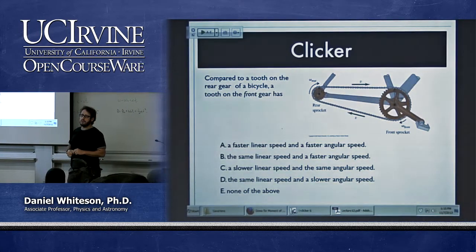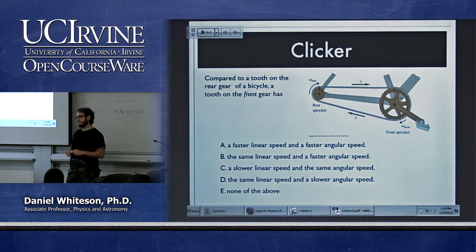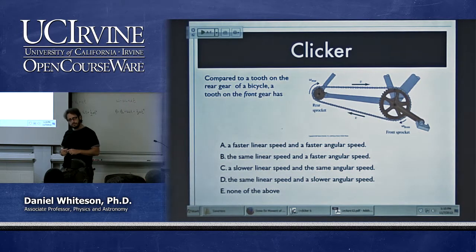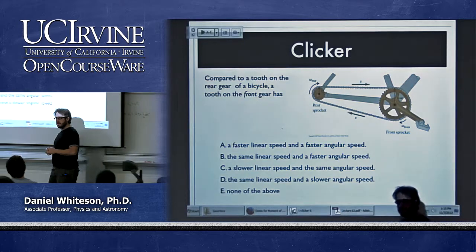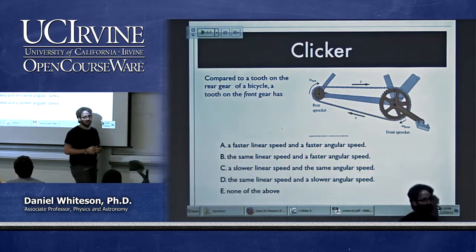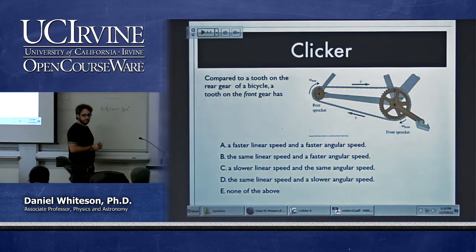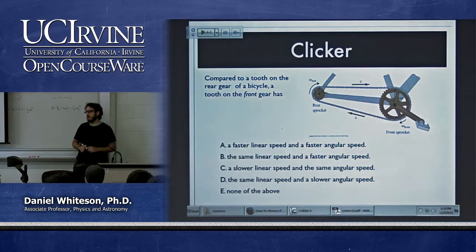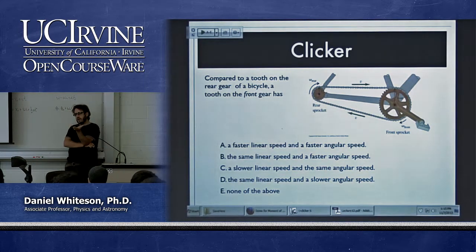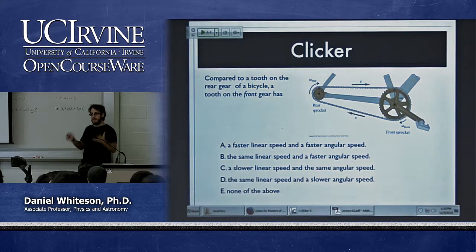What about the angular speed? Why is it slower? What's the relationship between linear velocity and angular velocity? V is omega r, right? So same linear velocity, a larger radius, you have to have a smaller omega to compensate. And that's, again, the basic principle of the bicycle. If the gear that you were pedaling was the same size as your back wheel, would there be any point to having a gear? Not at all, right?